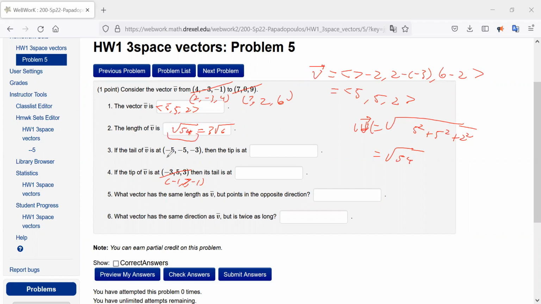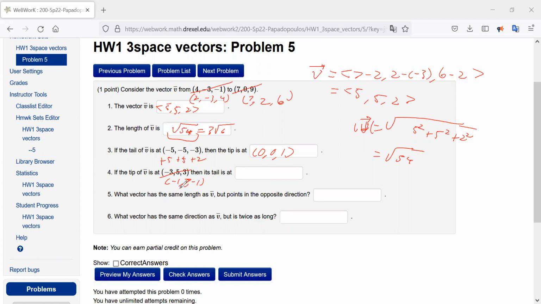So if the tail is at this point, then I just add this vector to it to get the tip. So that becomes negative 5 plus 5, 5 plus 5, and 2 plus 2. That gives me the point 0, 0, 1. Again, this is a point, not a vector, but it gives you that point right there.